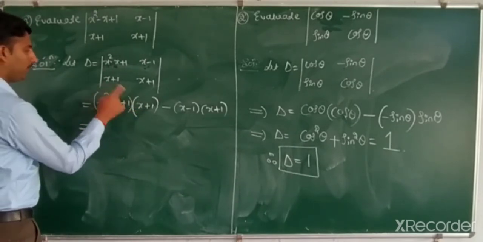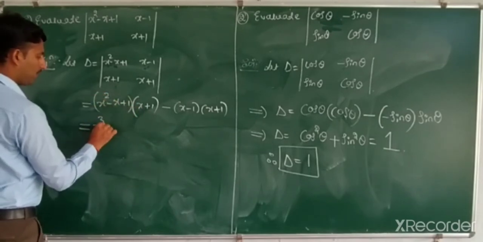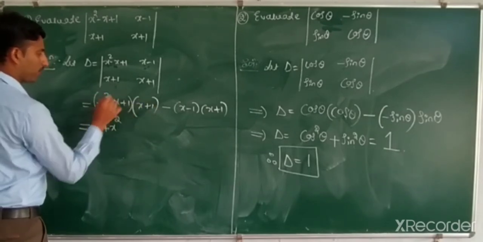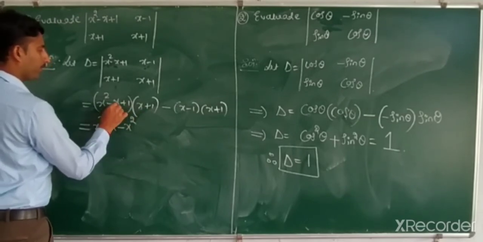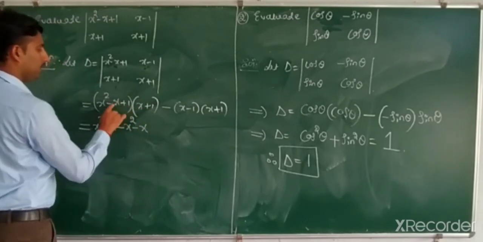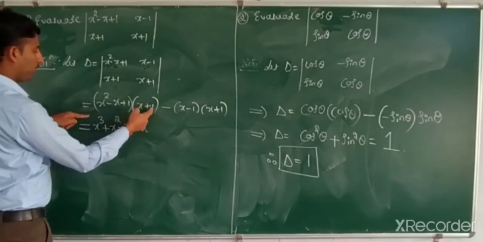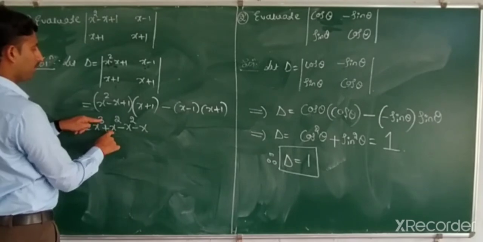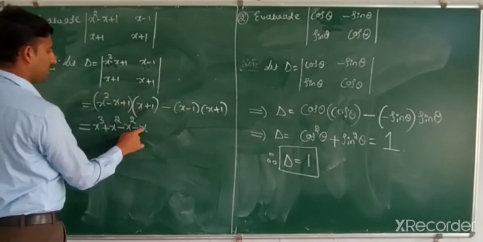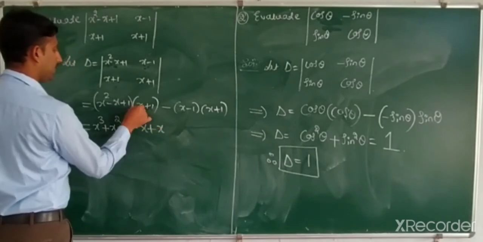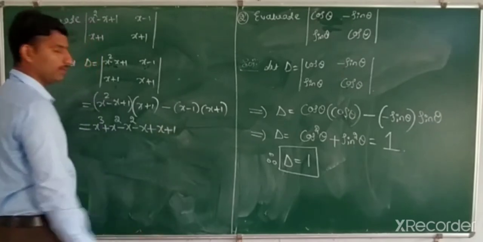Just observe the multiplication. X into x, x cube. X into x cube plus x square. Next, the second one. X into x is x square. After that, minus x. Correct? X into x is x cube. After that, 1 into x square is x square. After that, x into x is minus x square. 1 into minus x is minus x plus x. X into 1 is x plus 1 into 1 is 1.